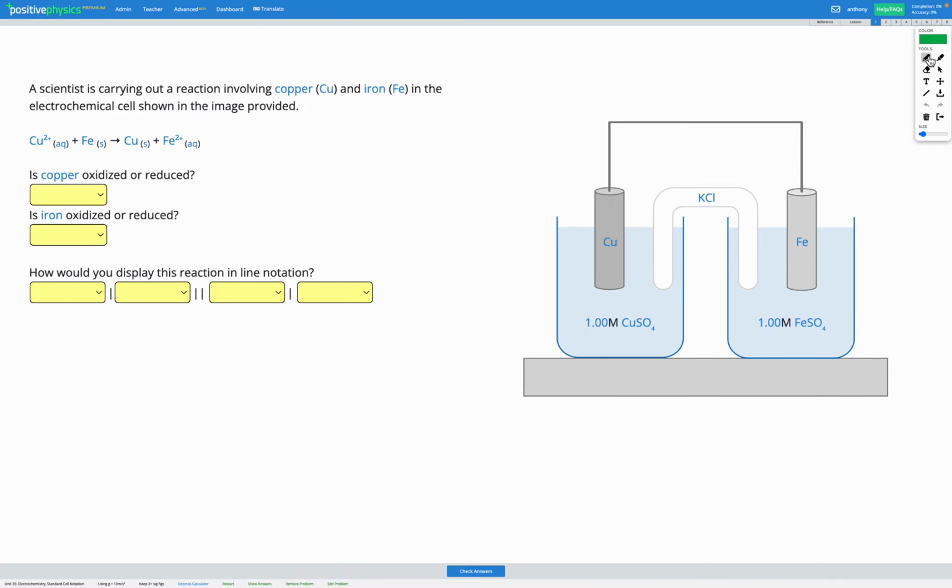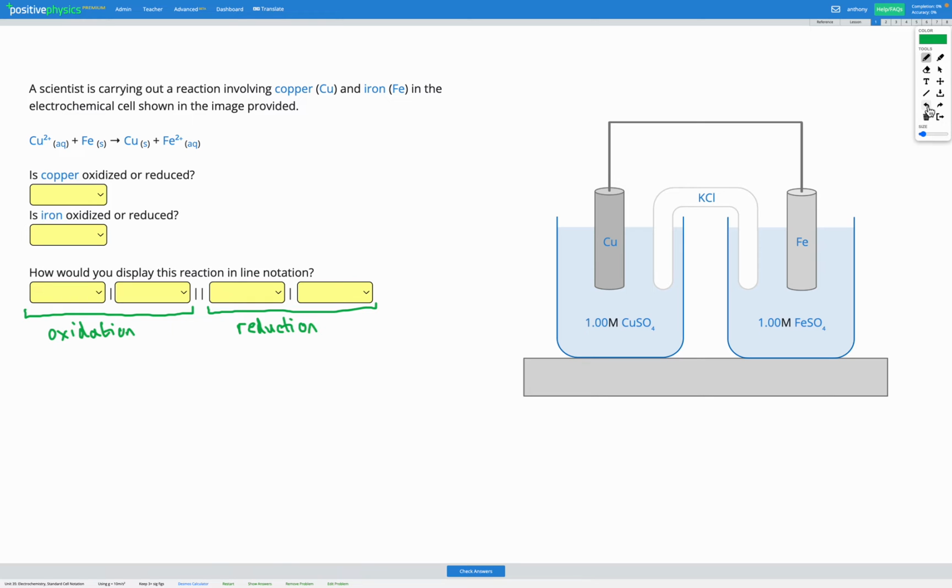In this skill, we're going to learn to use line notation to describe electrochemical cells. In line notation, we write the oxidation reaction on the left-hand side. So that would be this part here. And we write the reduction reaction on the right-hand side. This double line in the middle represents the salt bridge that connects the two. And these single lines represent phase boundaries between the different species taking part in our reaction.